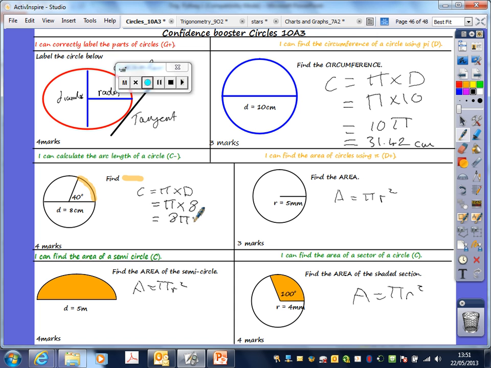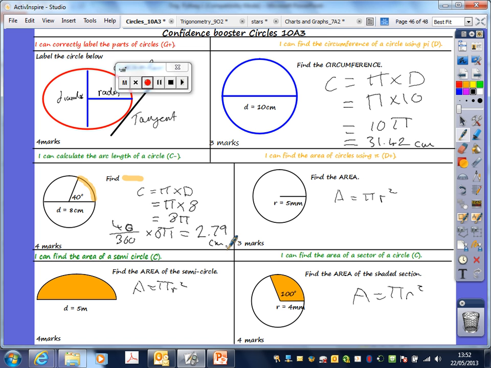We only want 40 degrees out of 360. So you times that by 8 pi. You put it in a calculator. What do we get? 2.79, and that's centimetres. Okay? Happy at that point.